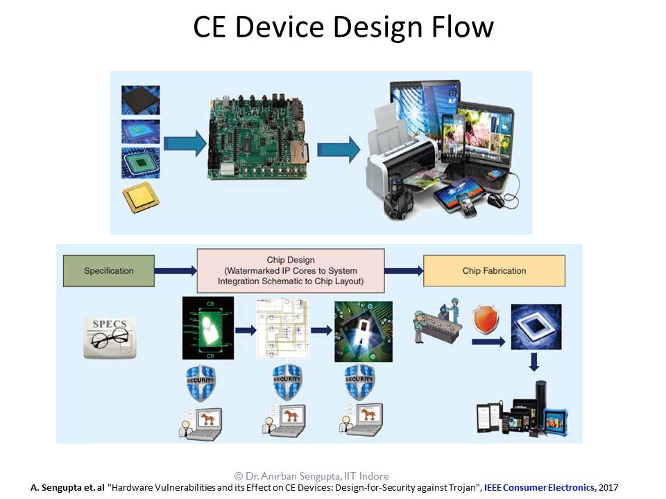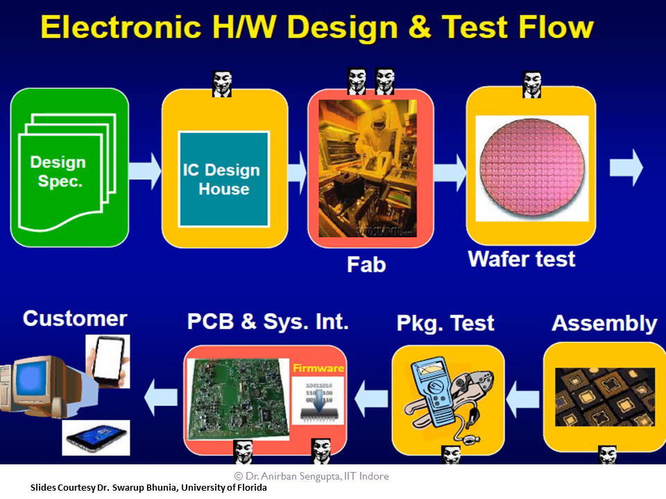In a typical IC design flow, we have to start with the specification, followed by the chip design process, which is integration of third-party IP cores, followed by the schematic, and finally we have a fabrication process. Now the reason for pointing out these steps is that each of these processes could be considered untrustworthy, especially the fabrication process and the third-party IP integration process.